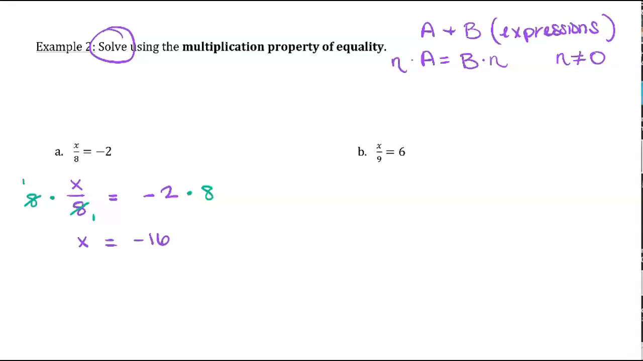The last thing to do here is to double check our work. Check that answer. Let's take -16, put it back into our original equation, and double check that it works. So instead of x over 8, I'm going to write -16 over 8 equals -2. -16 divided by 8 is -2. And we have a true statement, so our solution works. Writing the solution in set notation, we have a solution set containing the one value, -16. I'm going to leave part B for you to try, and I'm going to go on to example 3.